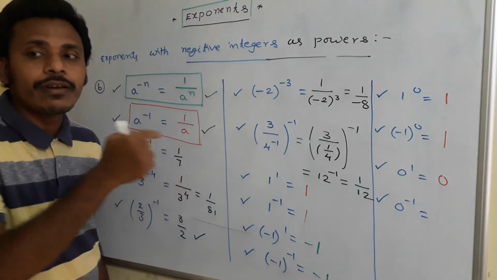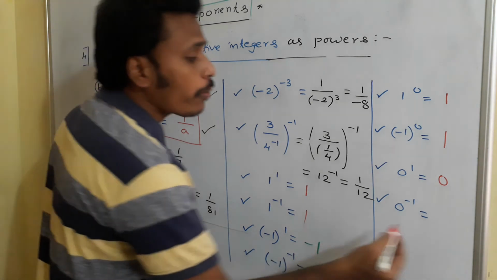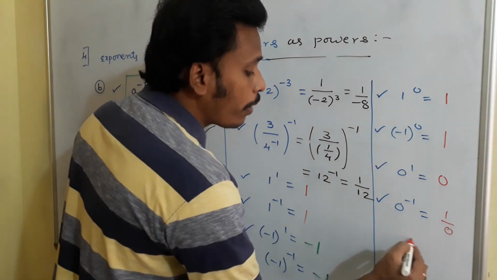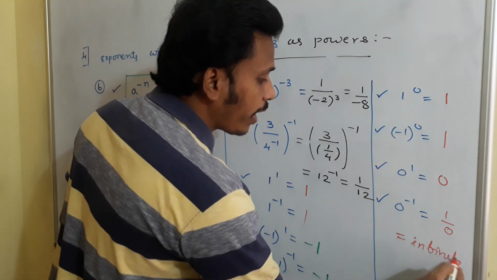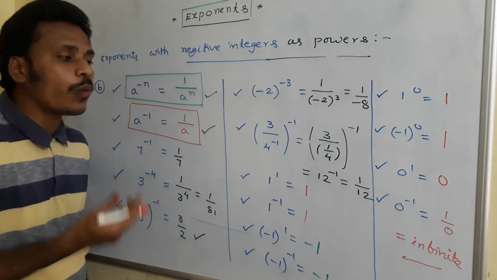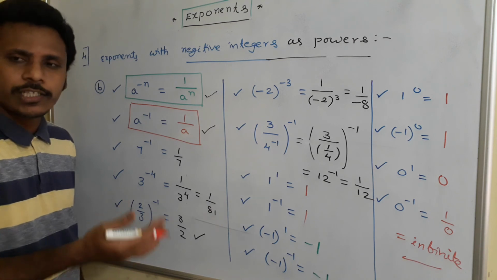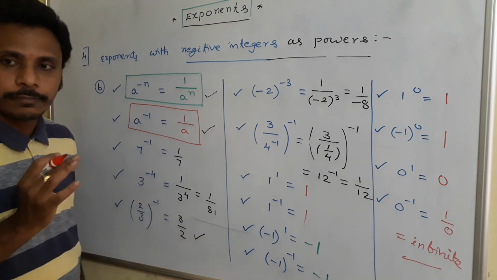And here 0 power minus 1. Actually 0 power minus 1 is 1 by 0. 1 by 0 is actually infinite. Okay? 1 by 0 is infinite. So 0 power minus 1 is 1 by 0. And sometimes we say it does not exist or we may write it as infinite.